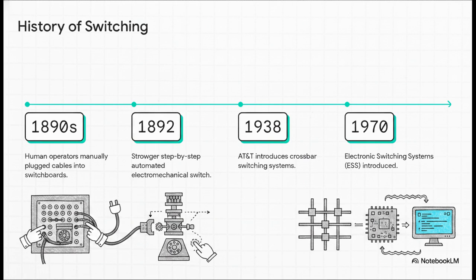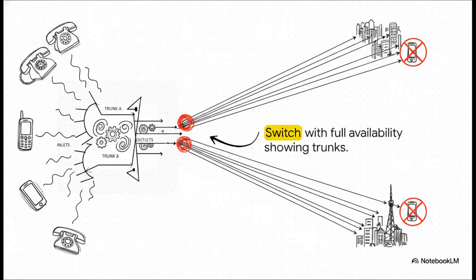In 1892, we got the Strowger step-by-step electromechanical switch, where the user's dialing directly controlled the connection. By 1938, more advanced crossbar systems rolled out. And finally, in the 1970s, we entered the modern era, with electronic switching systems, or ESS, which are entirely computer-controlled through software. At its core, whether we're talking about 1890 or today, a switch has one main job. It takes a signal entering through an inlet and connects it to one of a multitude of outgoing circuits.